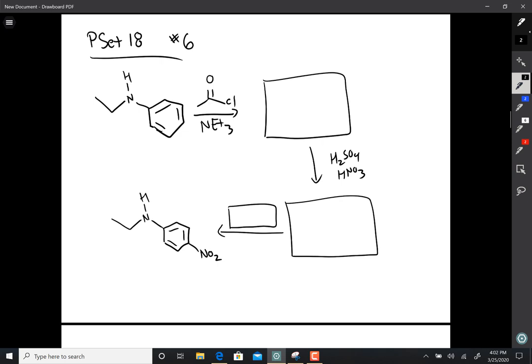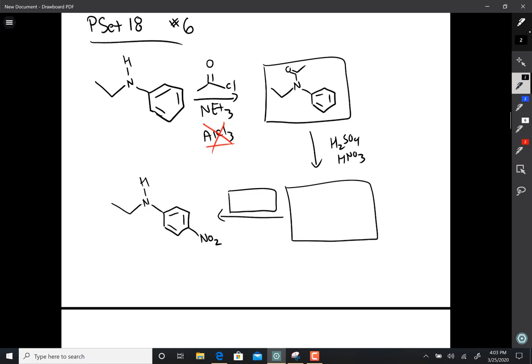Problem set 18, number 6. As for the acid chloride, I know it's tempting to put this on the aromatic ring, but we don't have aluminum chloride present. Aluminum chloride is what's necessary to put it on the aromatic ring. Using triethylamine, all that's happening here is the reaction of an acid chloride with an amine. That creates that. Followed by nitration. Well, we have an ortho para director. So nitration adds a nitro group para to the ortho para director.